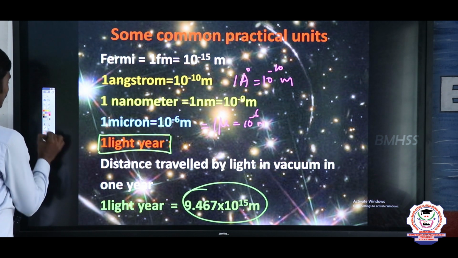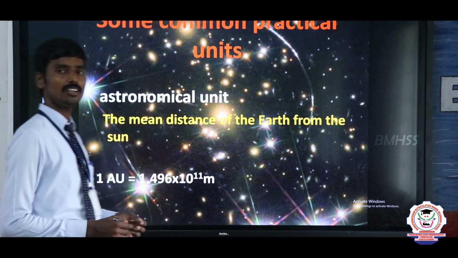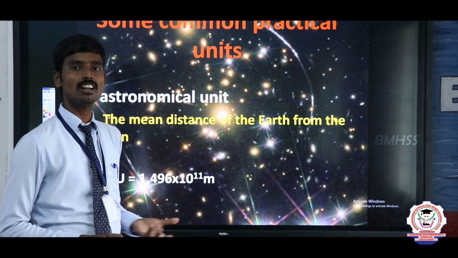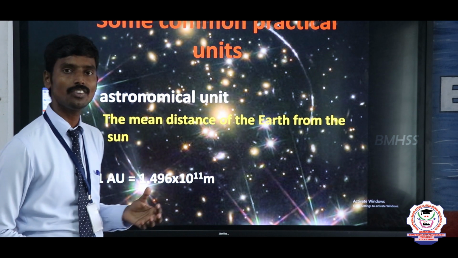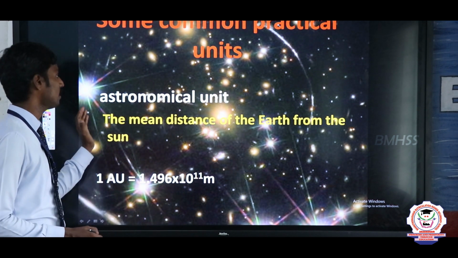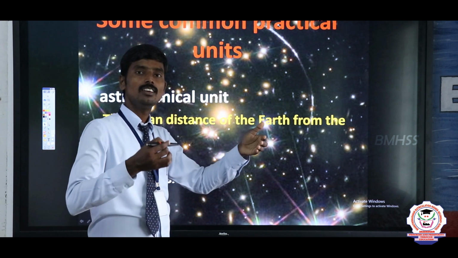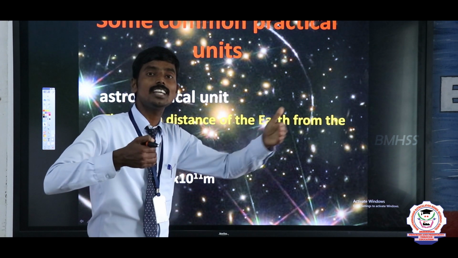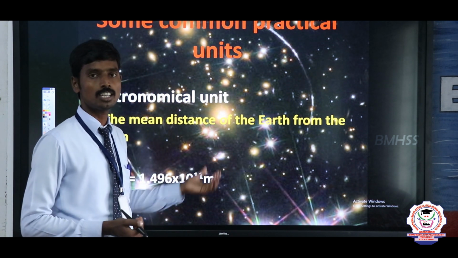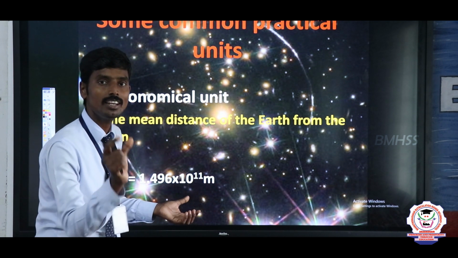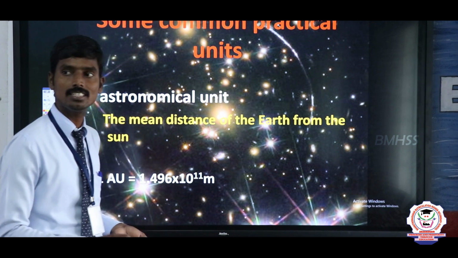The next one is another important unit, astronomical unit. In other words we are calling 1 AU, which means 1 astronomical unit. A stands for astronomical, U stands for unit. 1 astronomical unit is nothing but the mean distance between the center of the sun and the center of the earth. The distance between the center of the sun and the center of the earth we are calling 1 astronomical unit. The equivalent value is 1.496 into 10 power 11 meter.